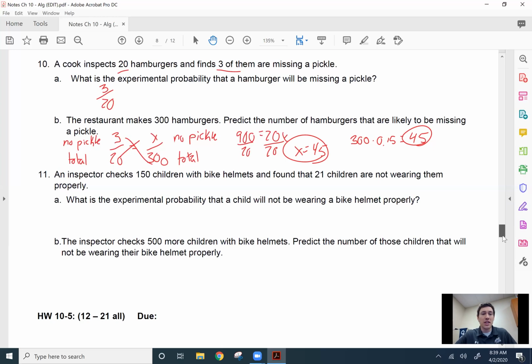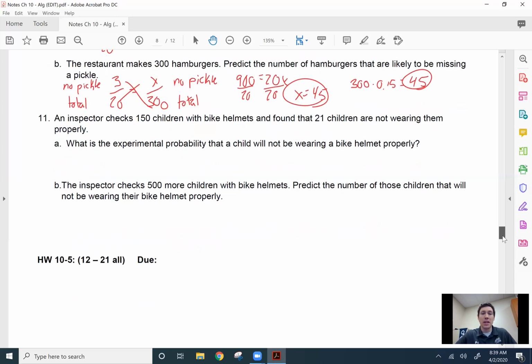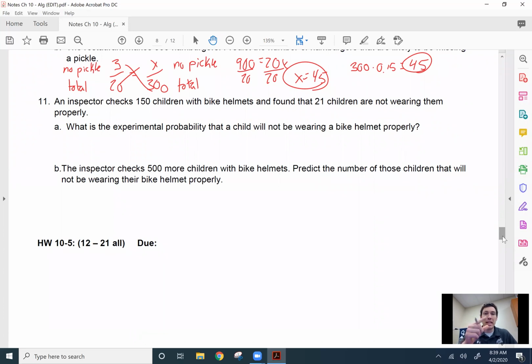An inspector checks 150 children with bike helmets and found that 21 children are not wearing them properly. Not good. So what is the experimental probability that a child will not be wearing a bike helmet properly? Again, 21 out of the total 150. The inspector checks 500 more children with bike helmets. Predict the number of those children that will not be wearing their bike helmet properly.